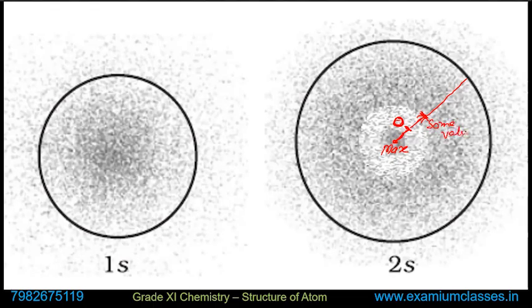Some positive value, but not maximum. Maximum will be around the nucleus only, and then it decreases again.